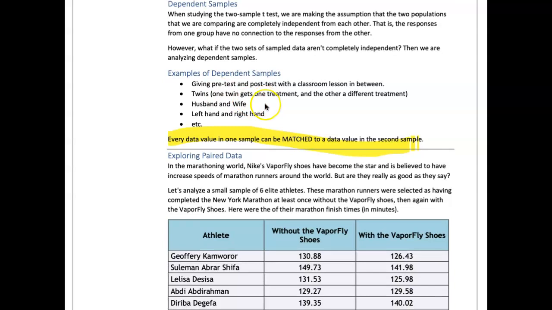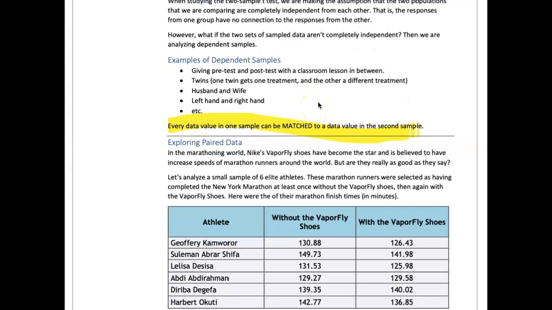Examples of dependent samples would be husband and wife data. We're comparing, do husbands make more money than wives, or are husbands taller than wives, or are husbands older than wives? We'd be comparing an individual husband with an individual wife and then looking at the average difference between all the different husbands and wives. Twin studies are another form where we study one twin and compare it to the other twin. The data are linked together, and we're looking at an individual difference between those units of study.